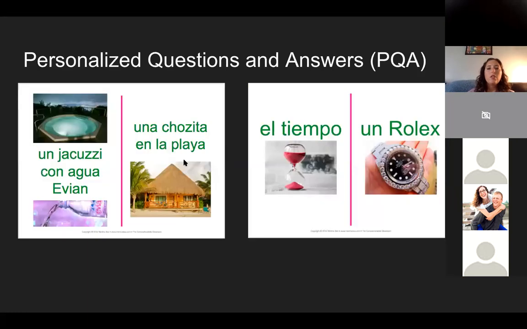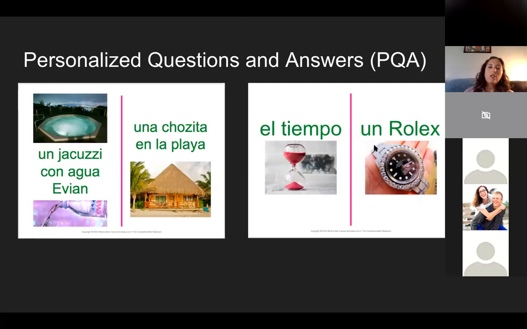Another way to use personalized questions and answers is to have both visuals again. This is a song called Tengo Tu Love, and this is by Martina Bex, an activity. So the whole idea is comparing things that cost a lot to things that don't cost a lot. So a jacuzzi versus a little beach house, or time versus a Rolex. So there are lots of cognates that you can use, like jacuzzi, but there are also lots of name brand things that you can use, Evian, Rolex, and you can add the photos just in case they're not familiar with it as well.